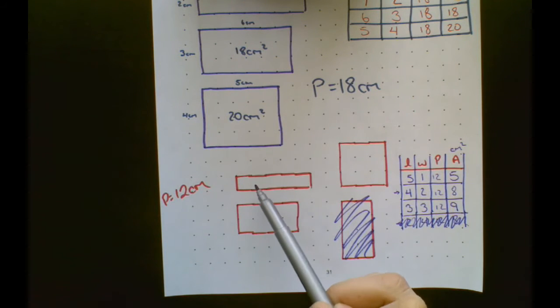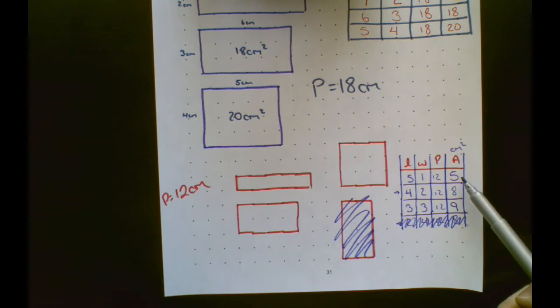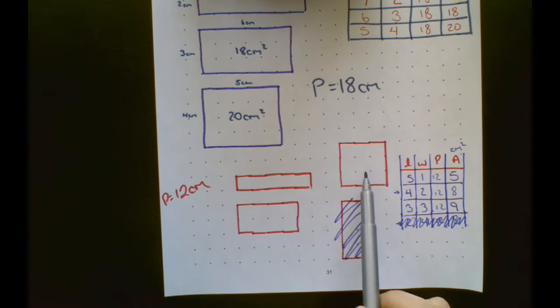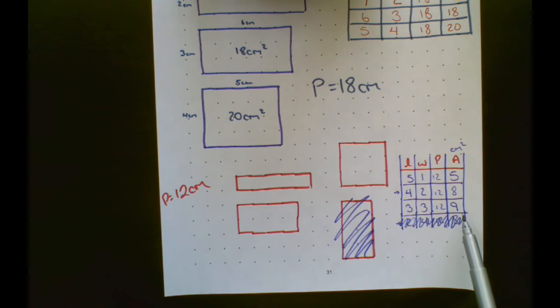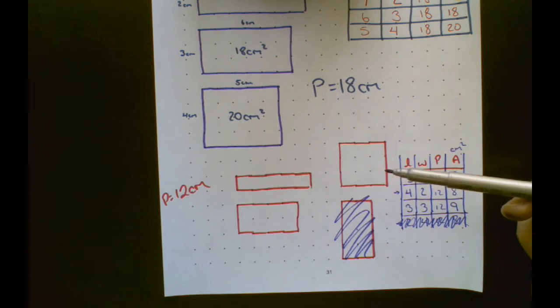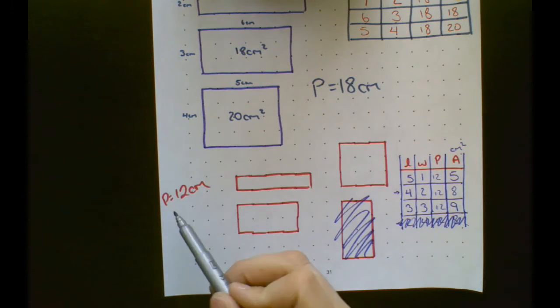Our long skinny is our smallest area, right? At 5, our square is the biggest area with 9. So again, if I hate gardening, that's the one I'm building. If I love having barbecues, I want a big patio, big porch, that's the one I'm building. So just keep in mind that square means big area, long skinny means small area, but they all have the same perimeter. In this case, it's 12.